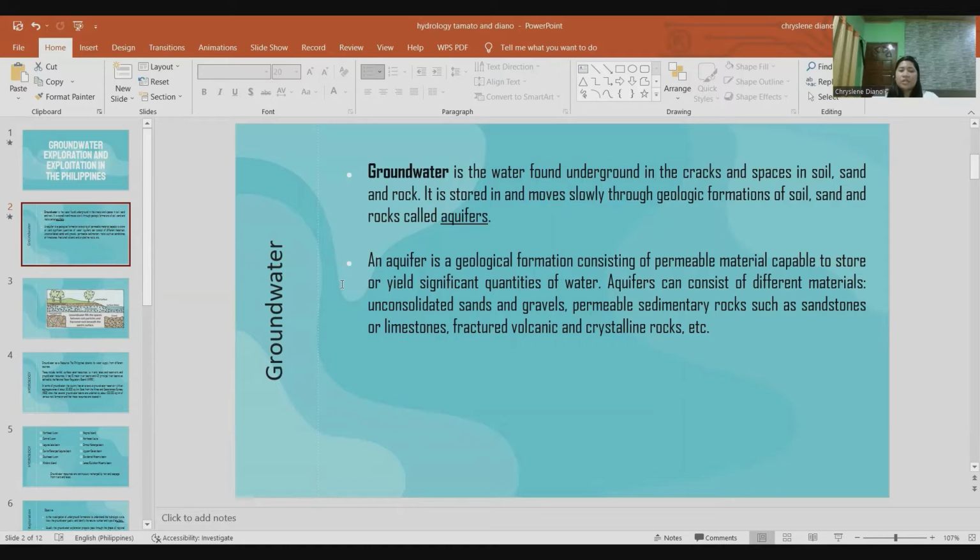The importance of groundwater in our life is that it helps provide drinking water, and it also helps irrigation by maintaining moisture in the irrigation area. Groundwater also helps the plants to grow fast.